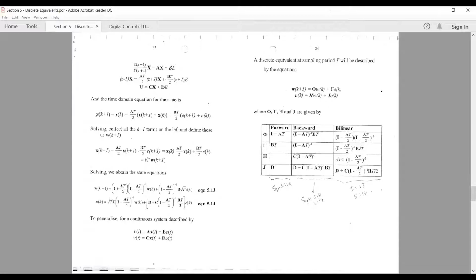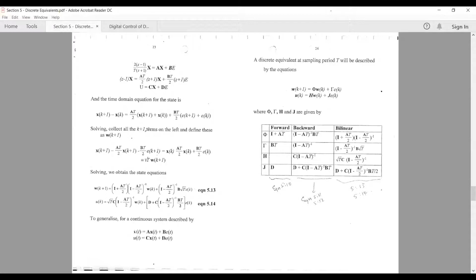Now if we change it to the time domain, or discrete form in terms of k, we get x of k plus 1 on the left hand side minus x of k, which is equal to tA over 2 times x of k plus 1 plus x of k, since this is z plus 1, plus tB over 2 times e of k plus 1 plus e of k, since this is z plus 1 multiplied by e.